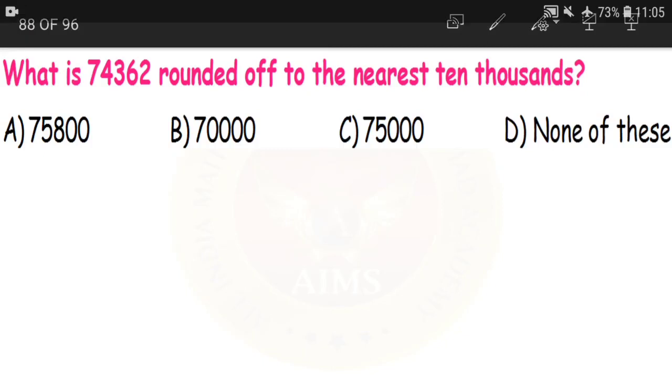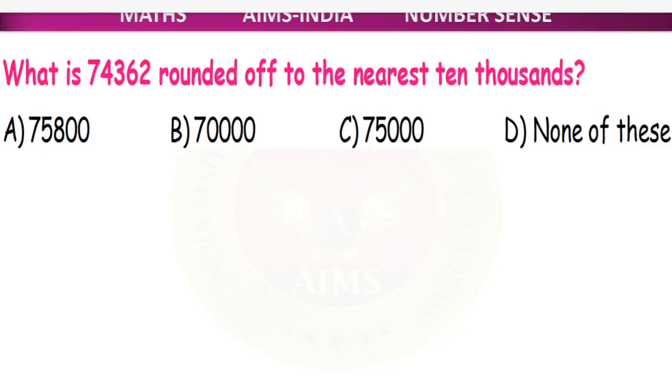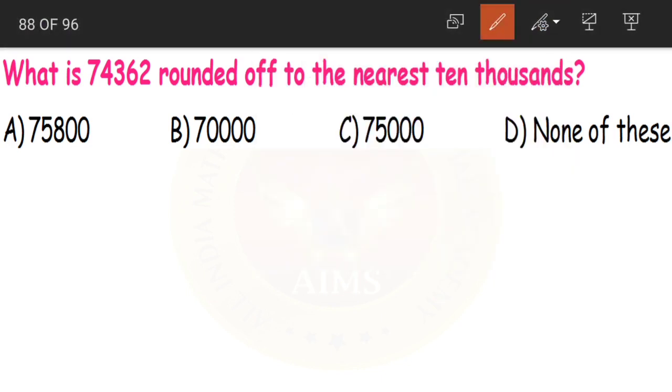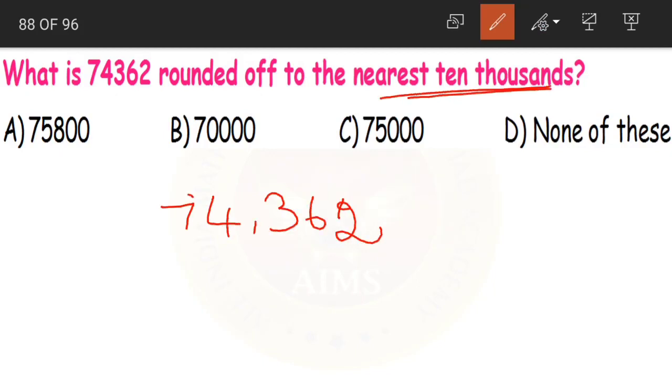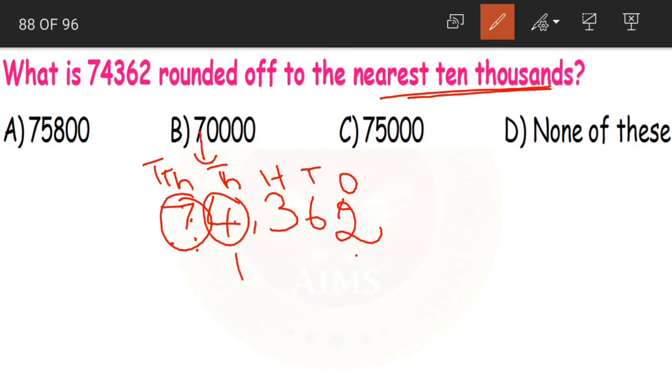Next question. What is 74,362 rounded off to the nearest 10,000s? First let us write the number 74,362, rounded off to the nearest 10,000s. Here: ones, tens, hundreds, thousands and 10,000s. 7 is in the 10,000s place. We should look at the digit just before it, that is the digit in the thousands place. We have 4 here. 4 is less than 5, so we'll round down.